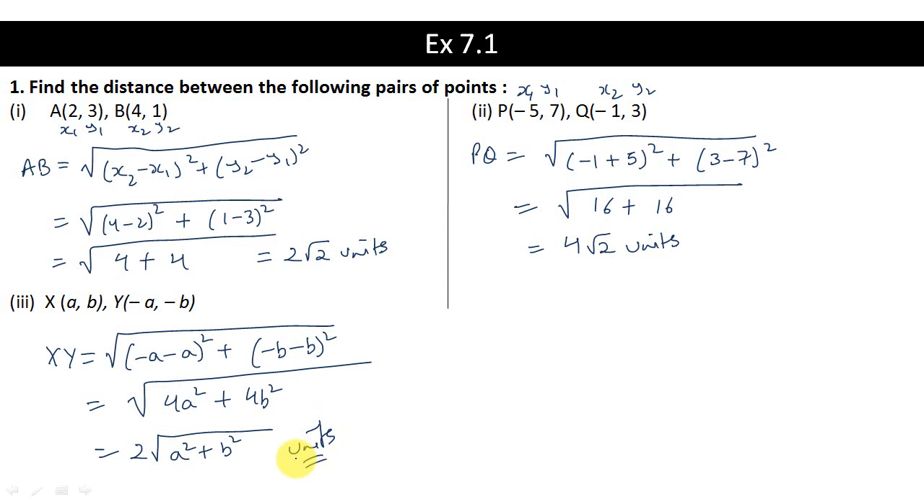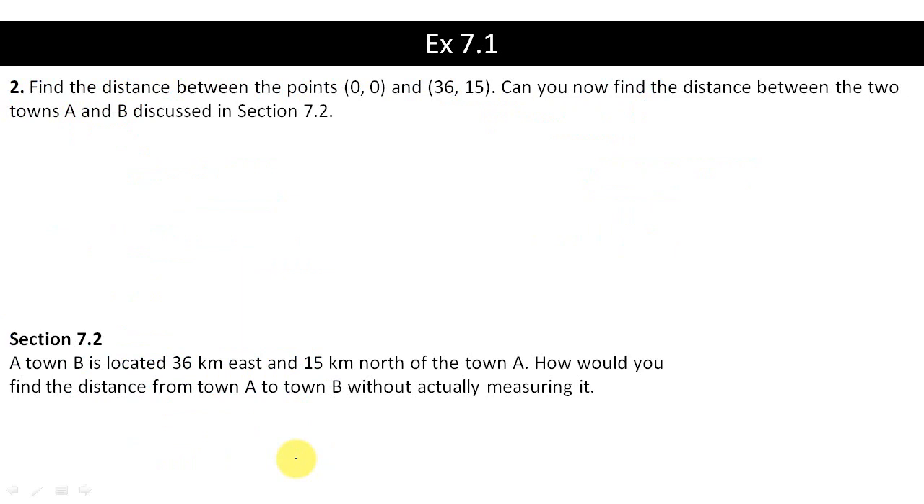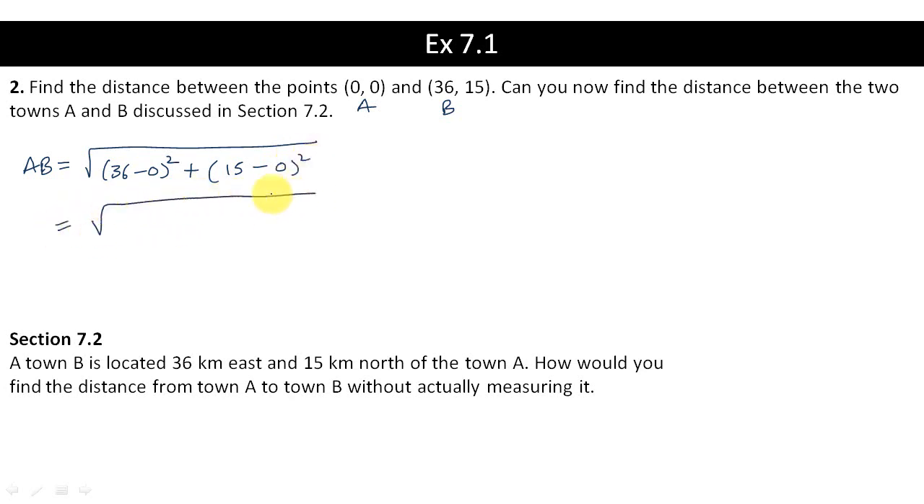Okay. Moving on to the next question. Question number 2. Find the distance between the points 0, 0 and 36, 15. So let us suppose this point is A and this is B. So distance between AB will be under root of x2 minus x1. So this is 36 minus 0 square plus 15 minus 0 square. You don't have to find the square of 36. You can simply take out common. If I can see 36 and 15, I can take out 3 square as common. I will be left with 12 square plus 5 square.